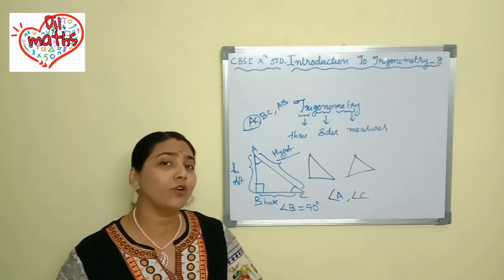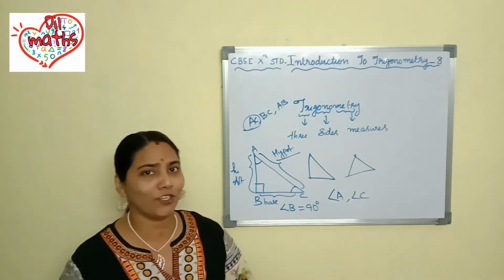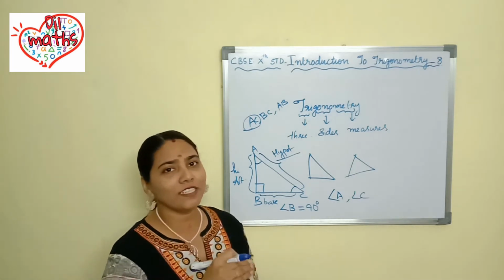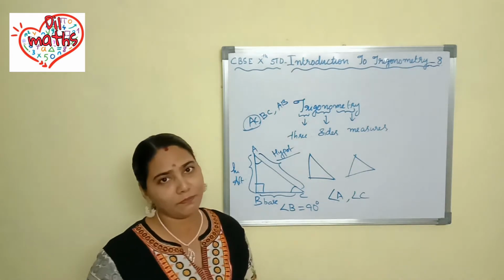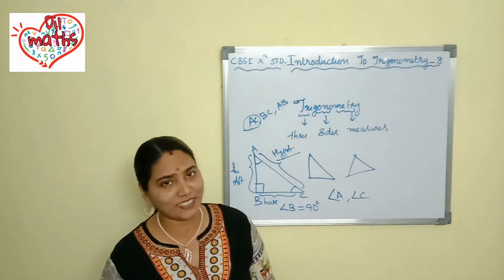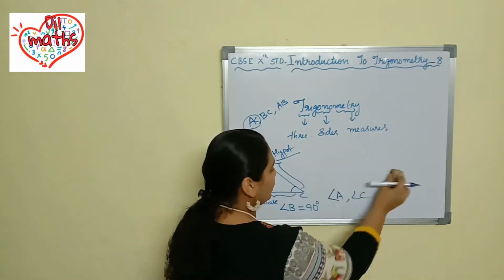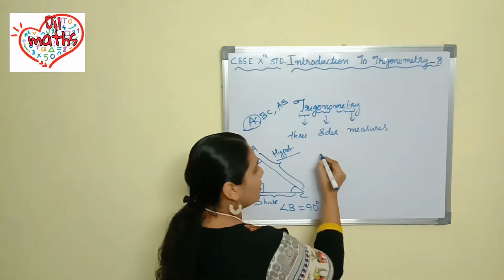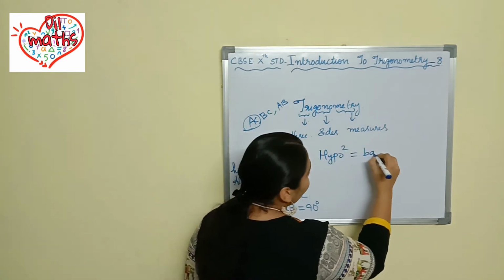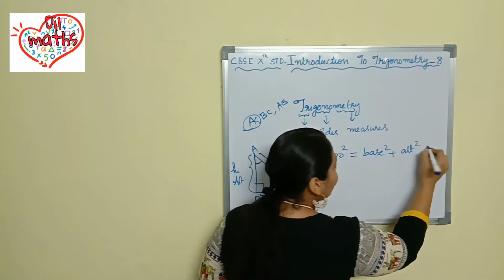Now we will go to Pythagoras theorem. You can call it Pythagoras theorem in either pronunciation; pronunciation will vary according to you. So we will check what is Pythagoras theorem. In Pythagoras theorem, it is saying that hypotenuse square is equal to base square plus height square, or you can say altitude square.